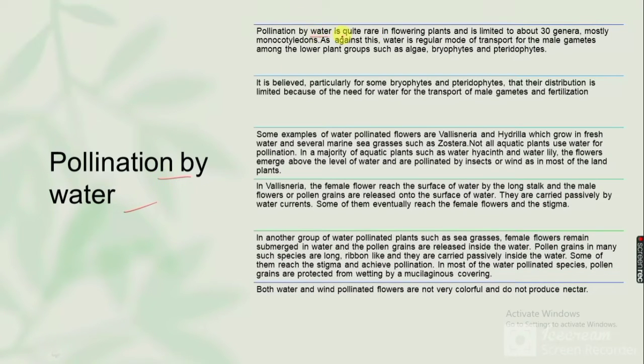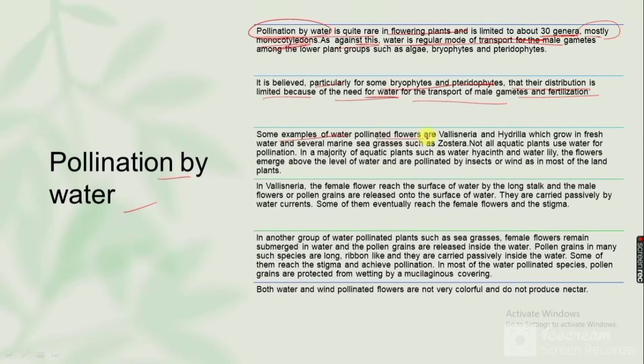Pollination by water is quite rare in flowering plants and is limited to about 30 genera, mostly monocotyledons. Means pollination by water is rare and it occurs mostly in monocotyledons. As against this, water is a regular mode of transport for the male gametes among the lower plant groups such as algae, bryophytes and pteridophytes. It is believed that their distribution is limited because of the need of water for transport of male gametes and fertilization. Their distribution is limited because they need water for their transport.